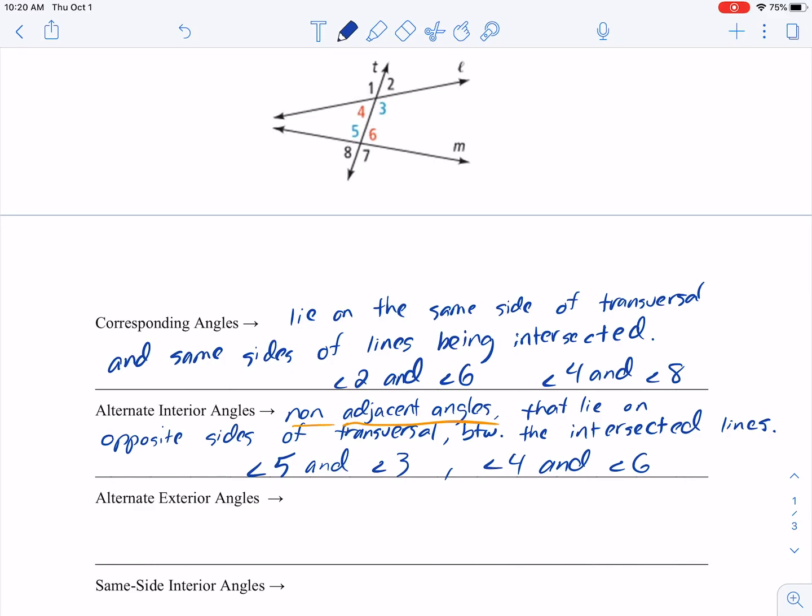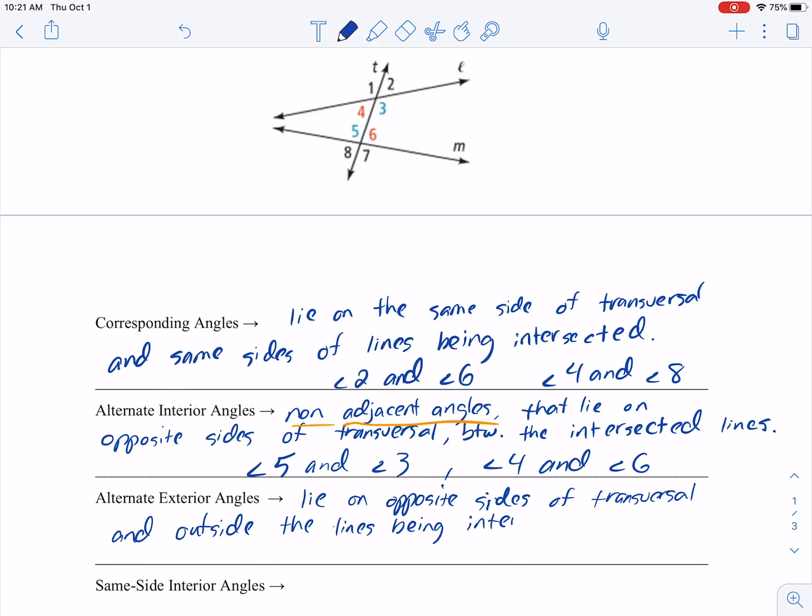Just like there will always be two pairs of alternate exterior angles. They lie on the opposite side, and outside the lines being intersected. Okay, so that would mean 1 and 2, or 8 and 7.